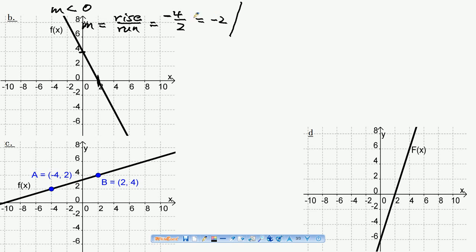Or we can find out another way. From 2 points, the y-intercept is 0, 4, and the x-intercept is 2, 0. So we can find out the gradient. Just draw a line here.